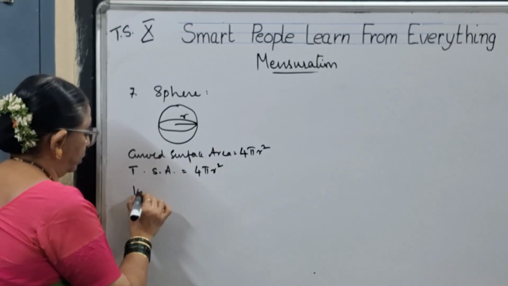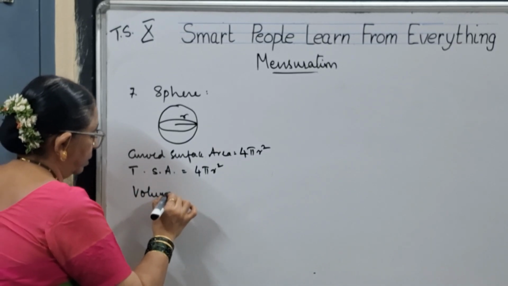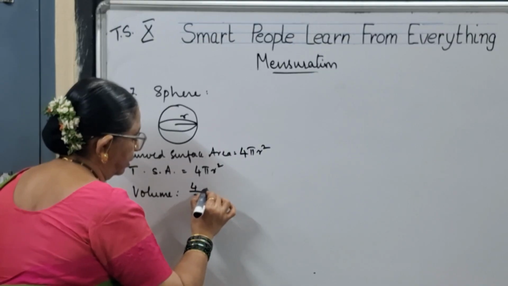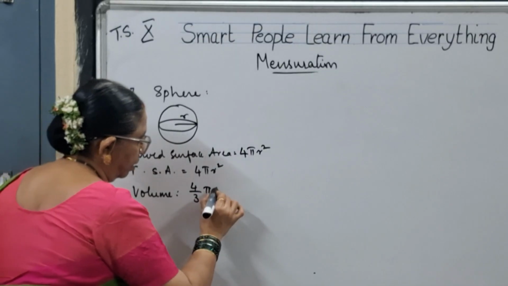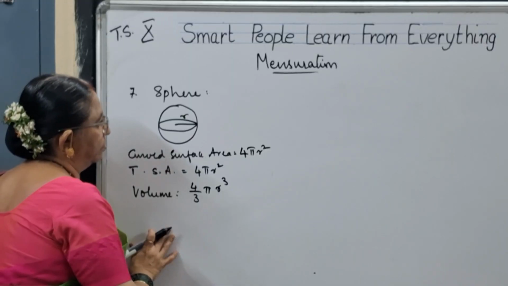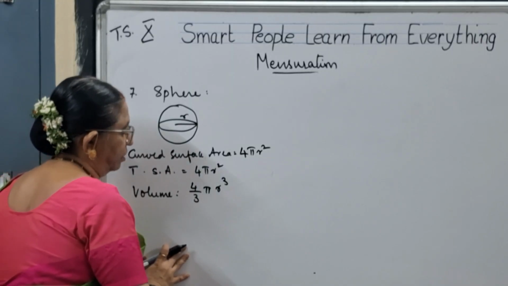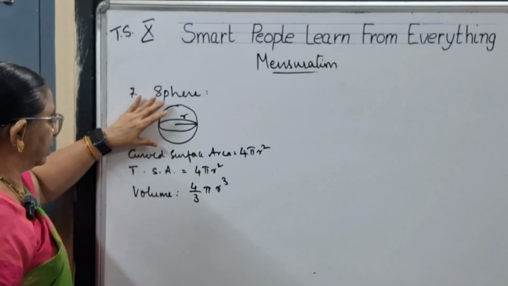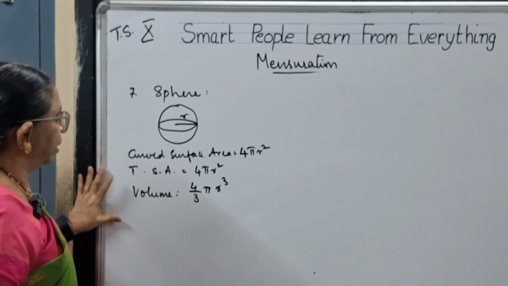Next, its volume. The volume here is 4/3 pi r cube is the formula for volume. This you would learn as it is, children. These are the specifications. I cannot give directly. You take this formula as it is.